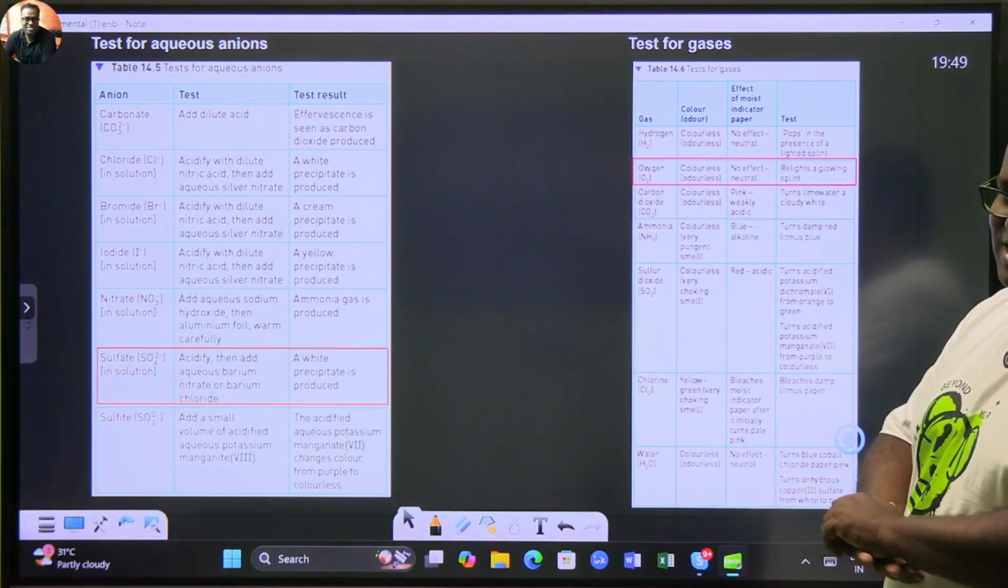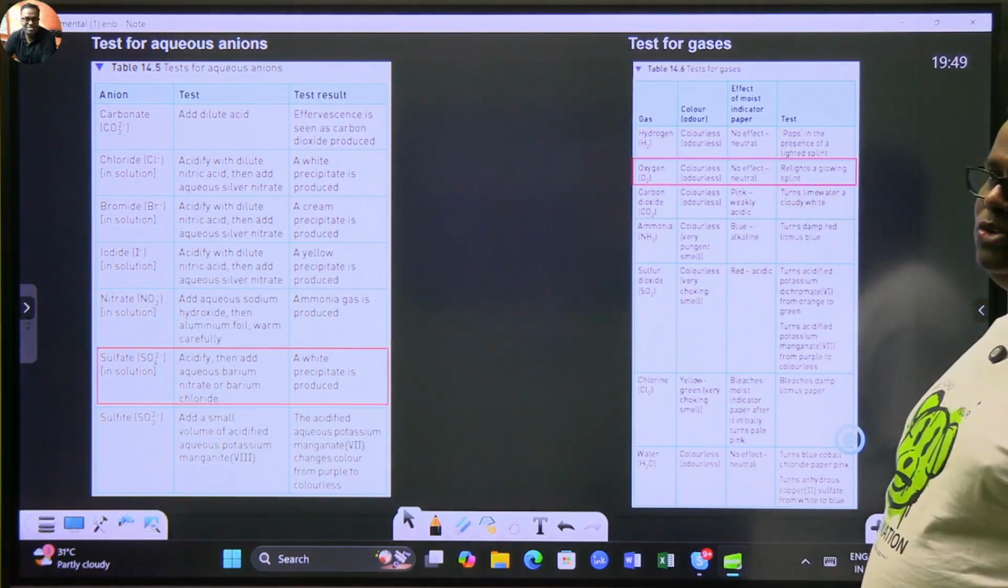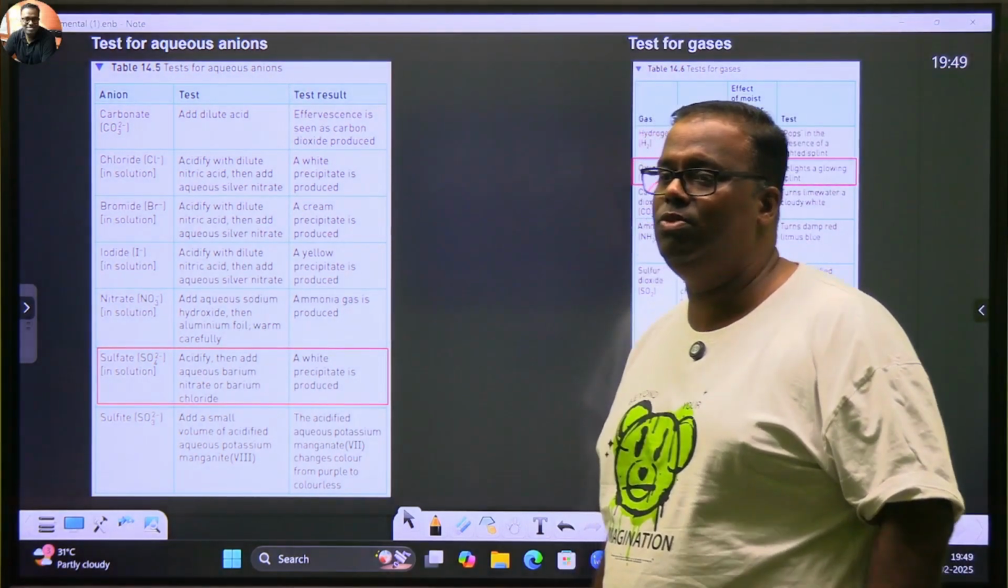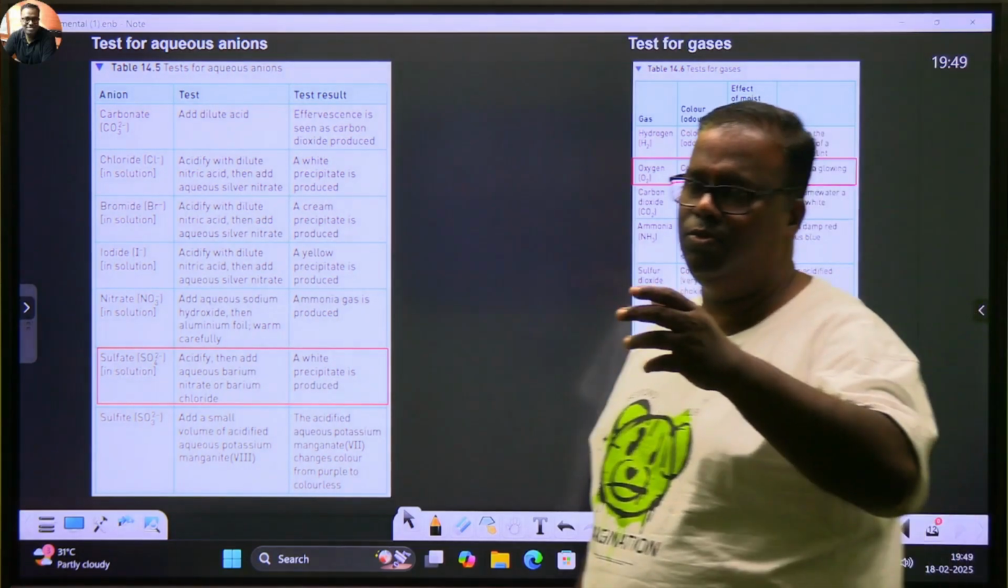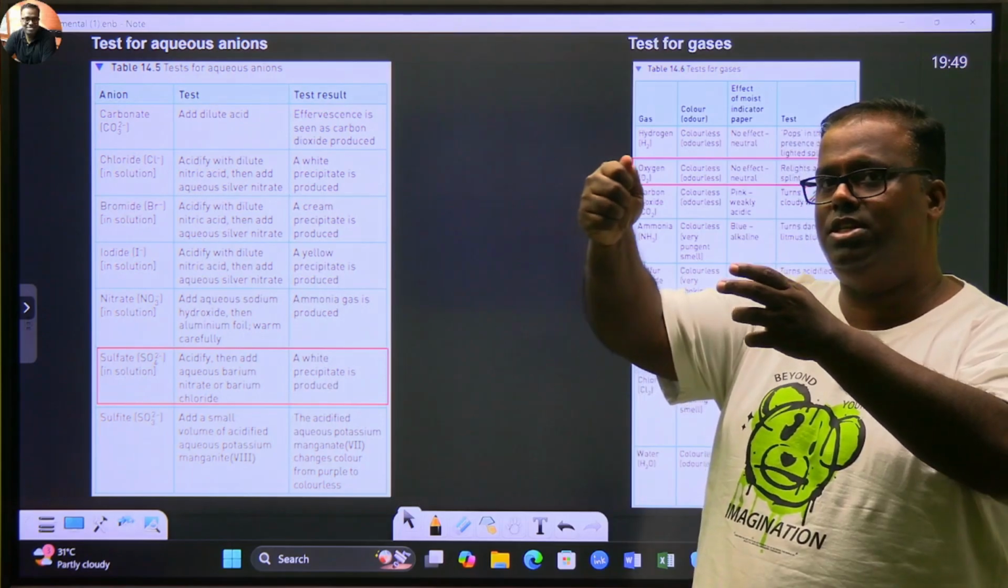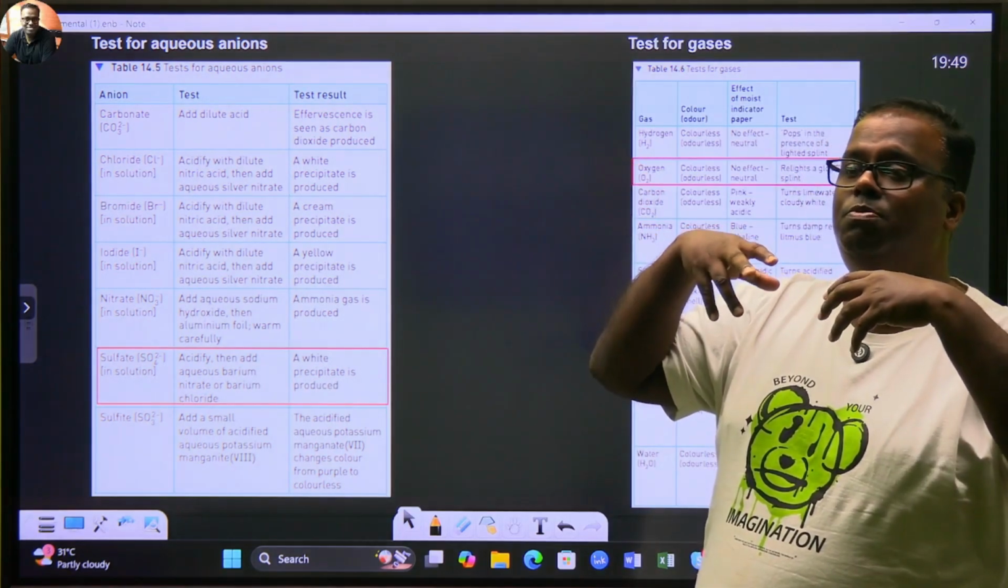Now comes to gases. Okay, hydrogen. What is the test of hydrogen? Hydrogen will always give you a pop sound. Hydrogen gas is highly explosive. So if hydrogen is coming out, bring a lighted matchstick near the test tube. Hydrogen will always burn with blast.